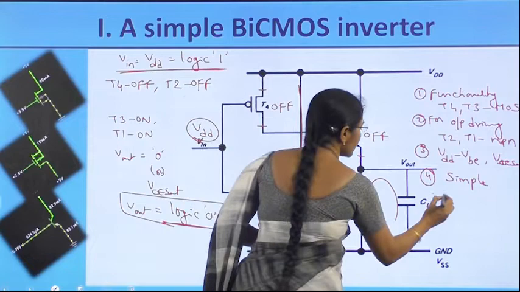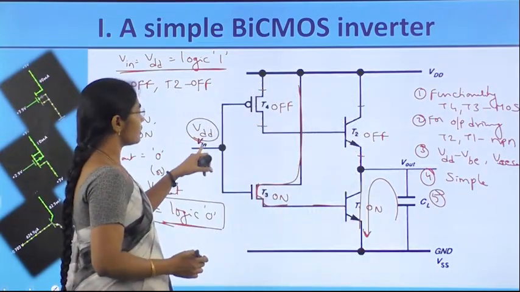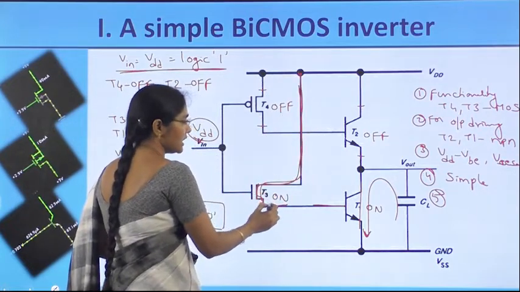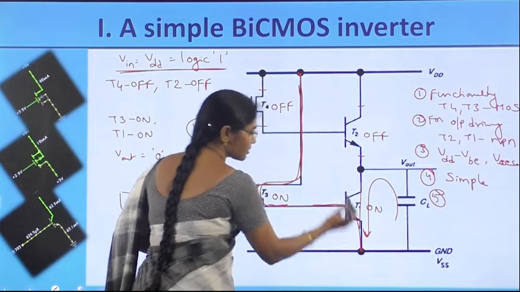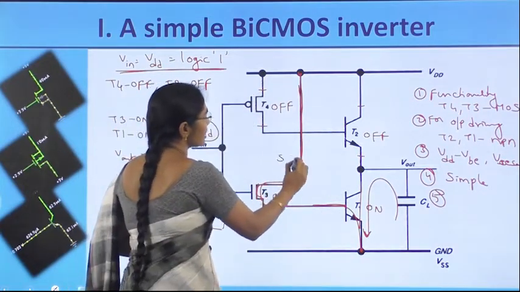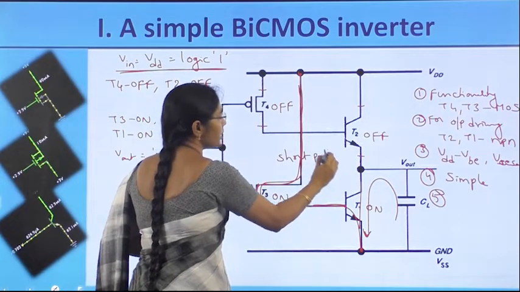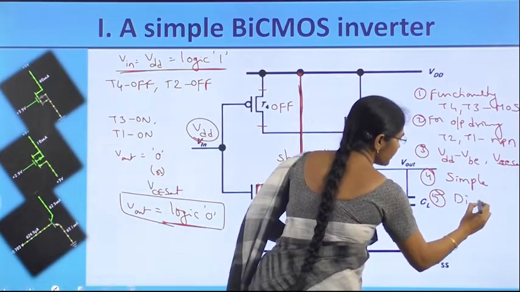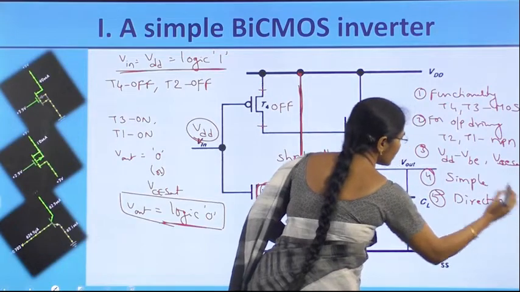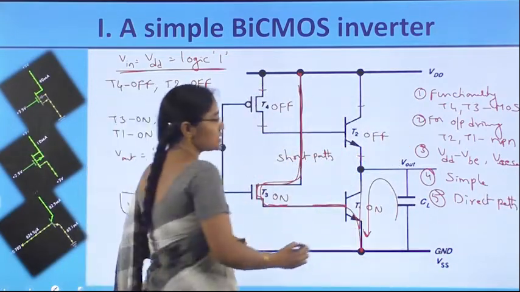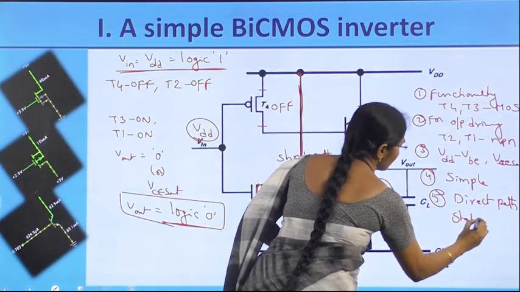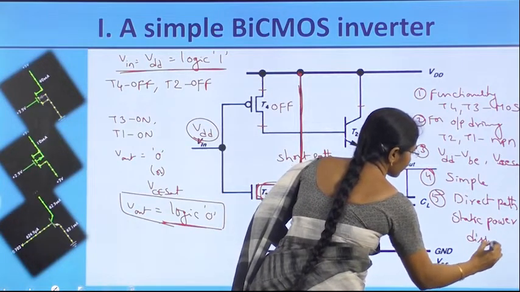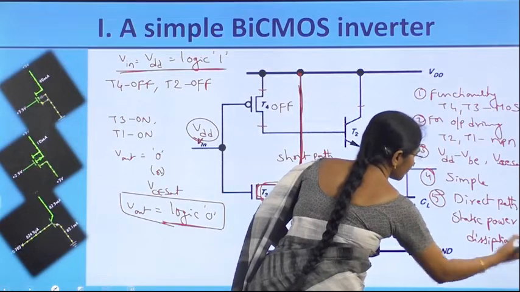And the next important one is, when Vin is equal to logic high, there is a path from the VDD node through T3 and T1, connecting to the ground. So it is nothing but a short path between VDD and ground when Vin is equal to 1. So a direct path exists between the 2 power supplies. Therefore, static power dissipation is more.